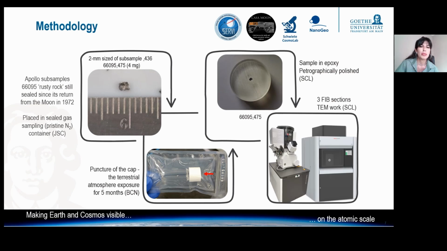This is the sample that we have investigated. It's a 2 millimeter sample of 66095, which was kept in pristine nitrogen atmosphere since its return from the moon. It was prepared at NASA Johnson Space Center, where they placed it inside a borosilicate glass container in pristine nitrogen atmosphere, and they sent it to Barcelona, where we performed micro XRD analysis in synchrotron light.